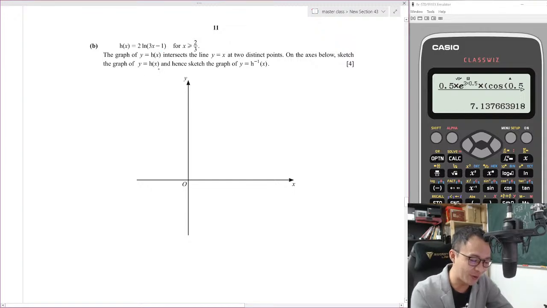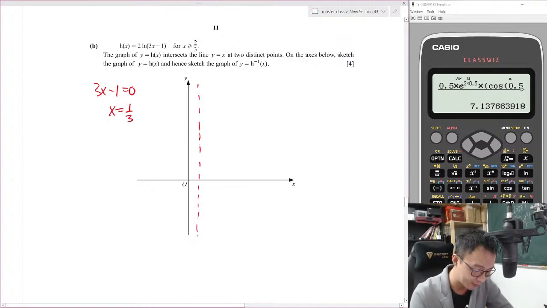So, I want to find the x asymptote first. I will make 3x minus 1 equals 0, because this is how I get the x asymptote. So x equals 1 over 3, so the x asymptote is 1 over 3. But the question tells me it must start at 2 over 3.